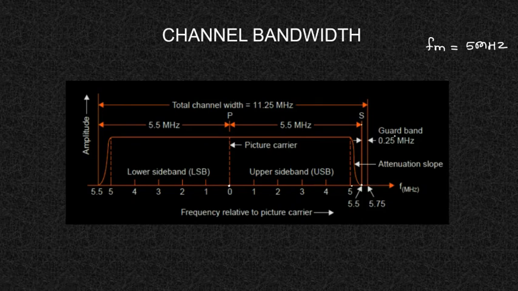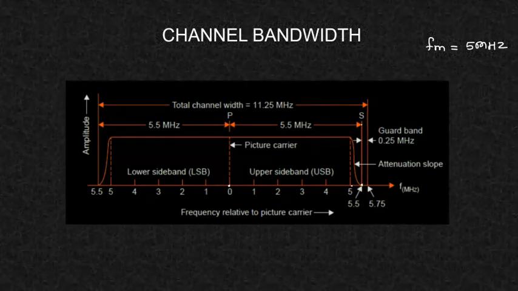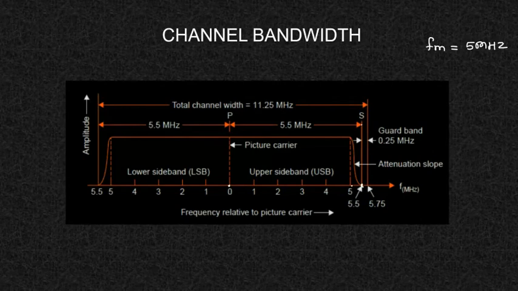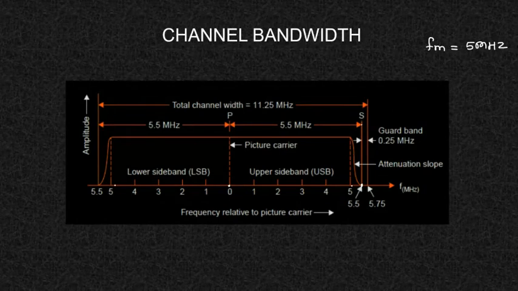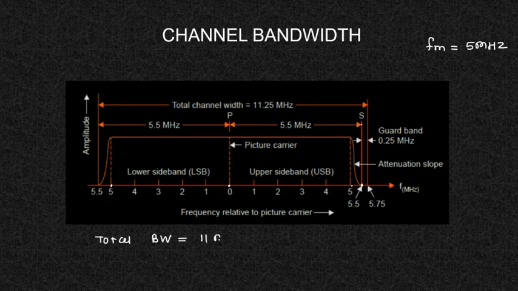If you start the other channel from here, what will happen is intermixing: whatever information you have at the corners at this frequency will get mixed with other channel information. So you need to keep a 0.25 guard band. So what will be the total channel requirement? See, 5.5 here and 5.5 here, so total 11 megahertz. So the total bandwidth you need is 11 megahertz.